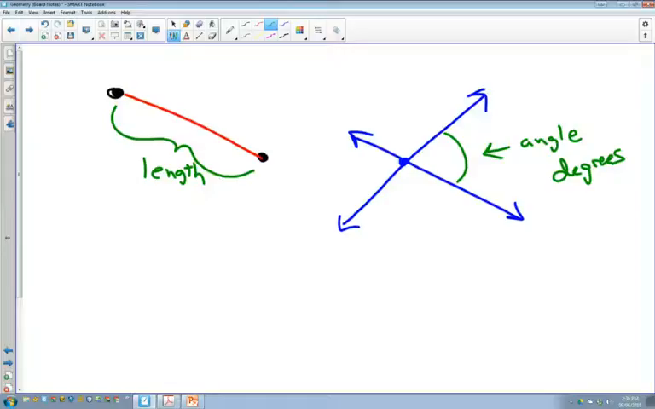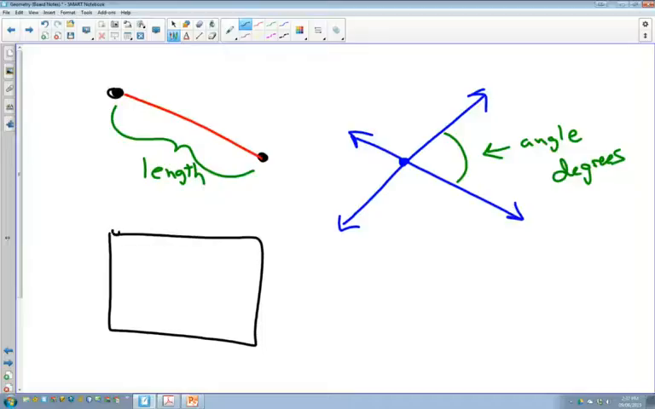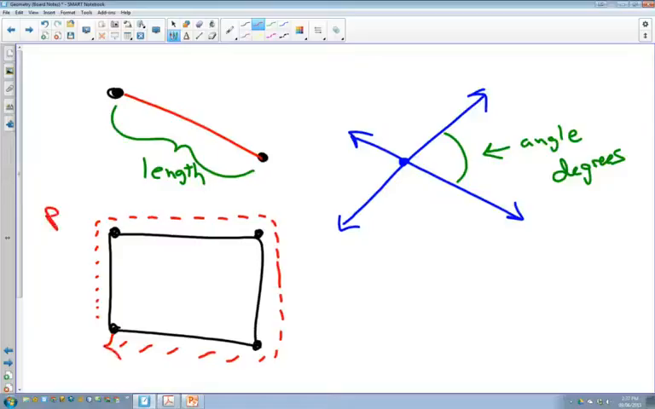But then as we get more complex, from simple points to simple lines to simple line segments, we can get up to something as complex as a shape, like this one. Okay? Shapes have vertices, or points. Points and vertices are the same thing. Shapes have lines, or line segments. So the first measurement I can do is I can measure the distance around that shape all the way around, and that's called the perimeter.